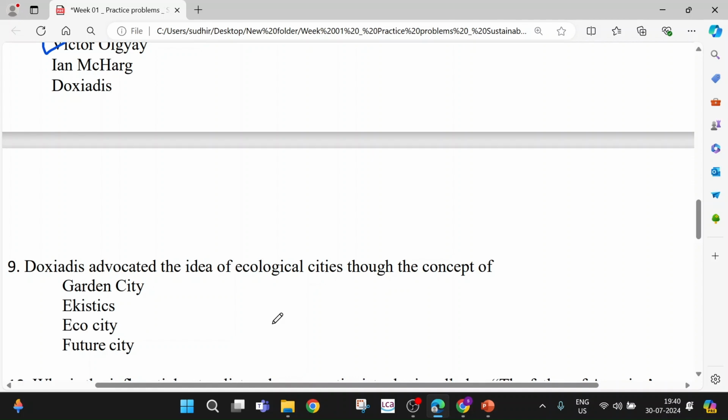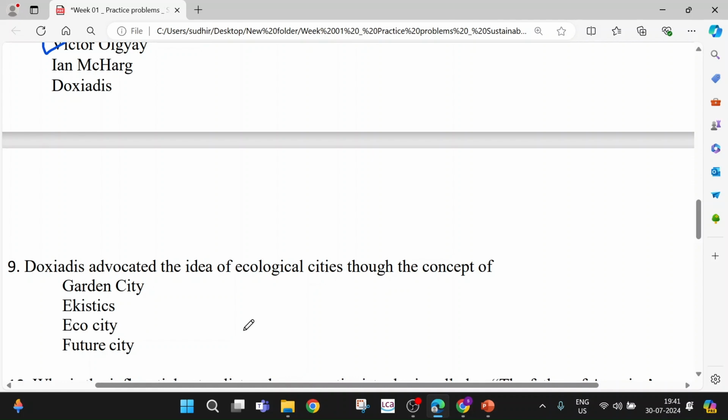So Garden City was proposed by whom? If it's not A. Ebenezer Howard. Yeah, so for sure it is not option A. So is it Future City? Have you heard the name Doxiadis? Yes, sir. Okay, then try to recall and give an answer to this question, all of you.